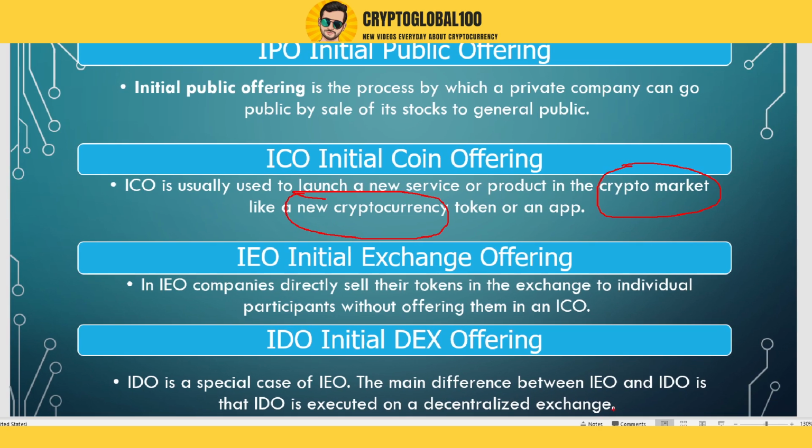Next up, IEO, initial exchange offering. In IEO, companies directly sell their token in the exchanges, like the Binance IEO. In the past we have seen that companies list their coins on the exchanges. I will list the difference between these: ICO versus IEO versus IDO. Your concept will be clear after you watch this video.